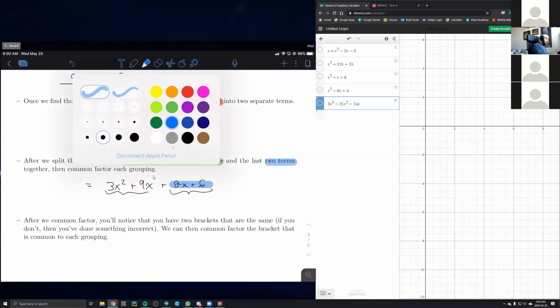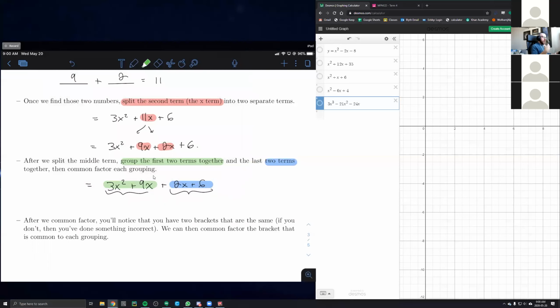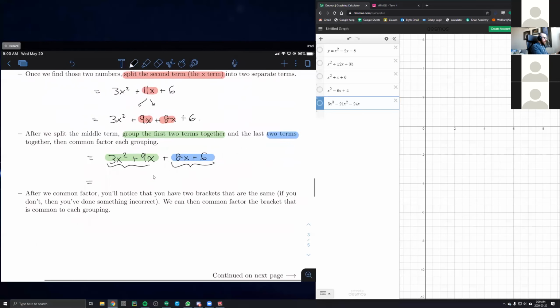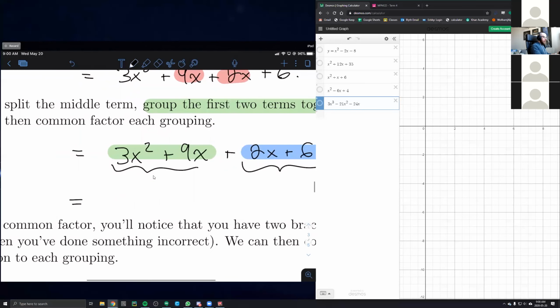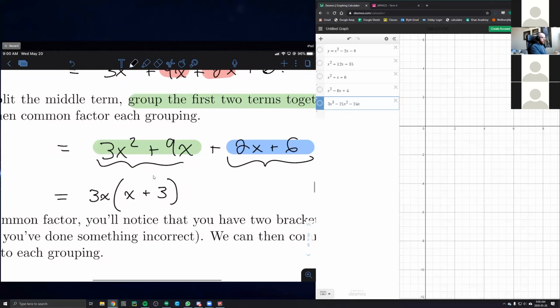Okay. And then from each of these groupings, I'm going to common factor each grouping separately. So if I look at the first grouping, the green grouping here, I notice that my greatest common factor is going to be 3x, right? Each term has an x in it, and both 3 and 9 are divisible by 3. So I'm going to factor out a 3x. And when I do that, I'm going to be left with x plus 3. So I've common factored out my first grouping.